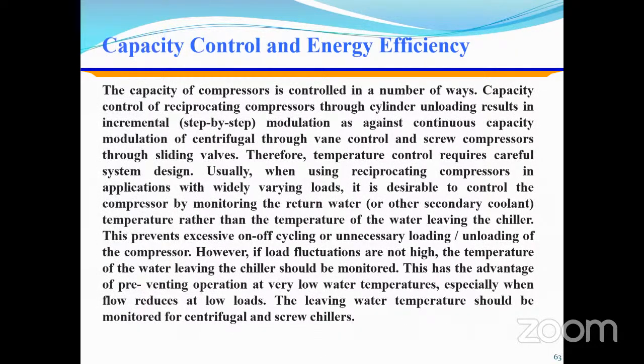Capacity control and energy efficiency. The capacity of compressors is controlled in a number of ways. Capacity control of reciprocating compressors through cylinder unloading results in incremental step-by-step modulation as against the continuous capacity modulation of centrifugal through vane control and screw compressors through sliding valves. Therefore, temperature control requires careful system design.